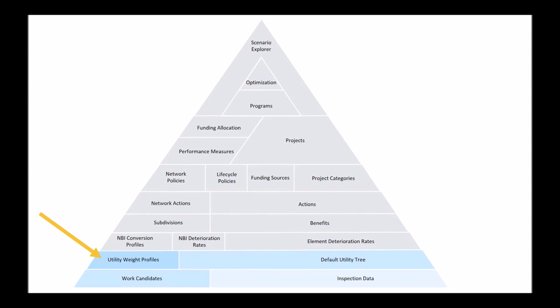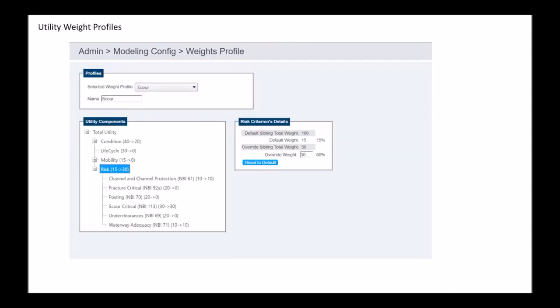A new feature that goes into 5.2.3 is the utility weight profile. For different optimization runs, you can temporarily reweight the utility tree to focus on certain nodes.